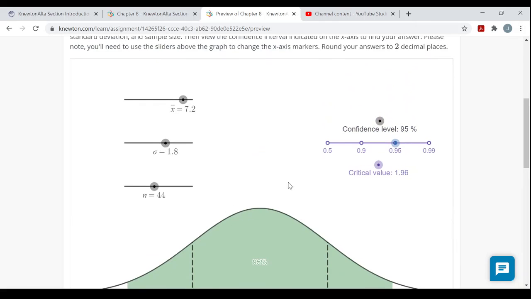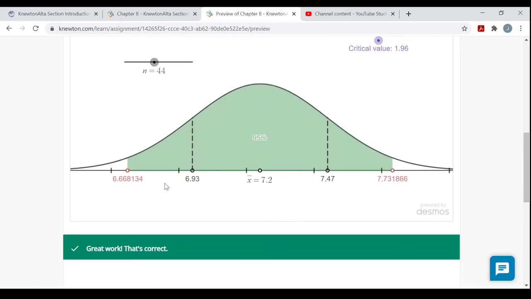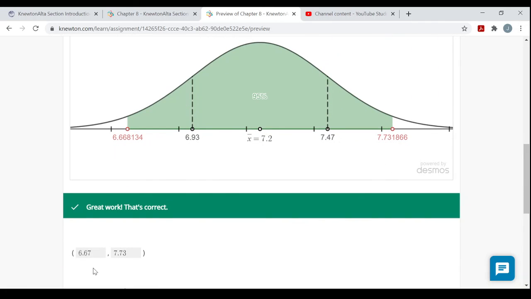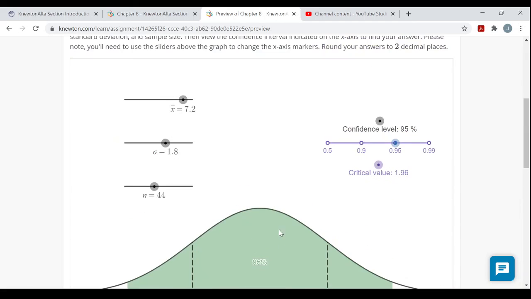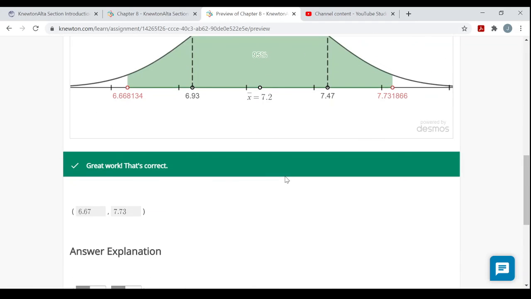Hopefully this showed you how to do this kind of thing, what these markers mean, what you've got to move them to, and what you're entering. Look at these red numbers here, what you're entering in your confidence intervals, and pay attention to how many decimal places they want you to round your final answers to.